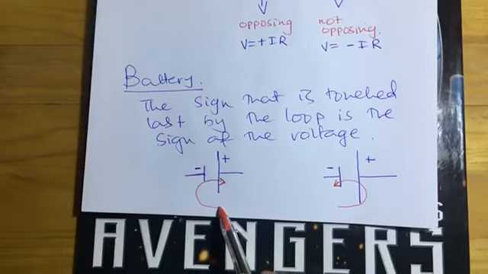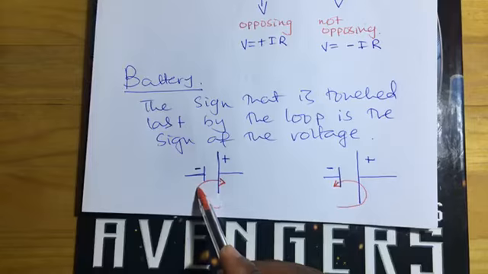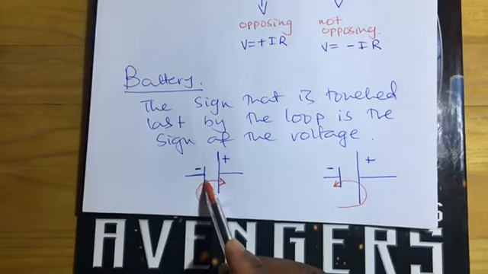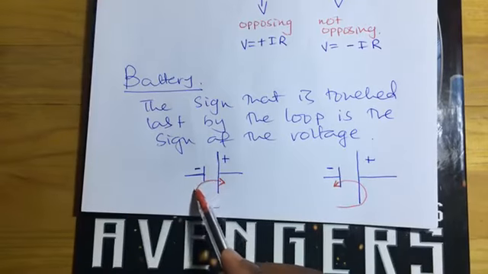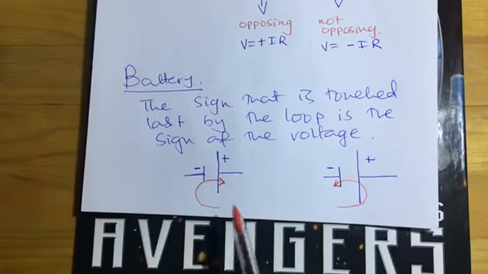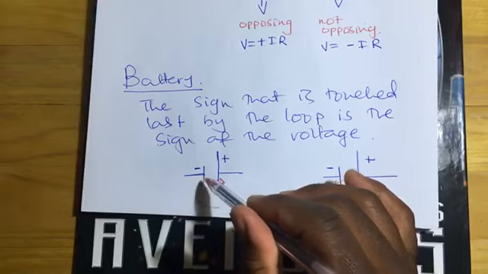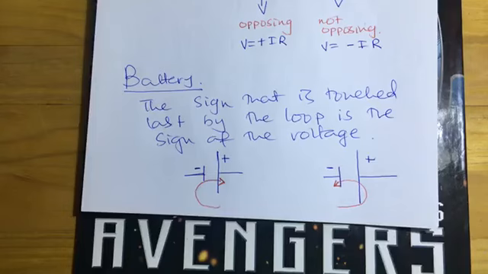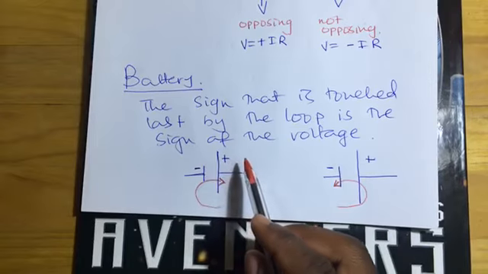This loop starts, let's assume it starts here. Okay? We follow it. What is the first sign that the loop will touch as we move along it? So the loop first touches a negative. Then it goes to the positive.